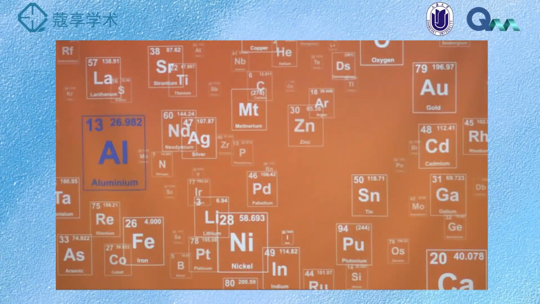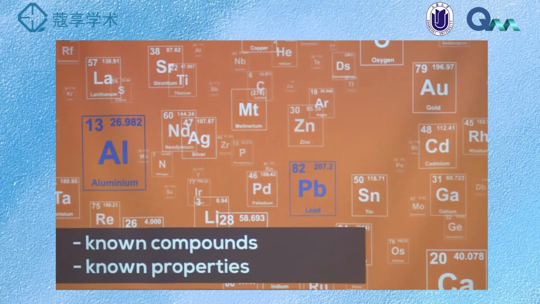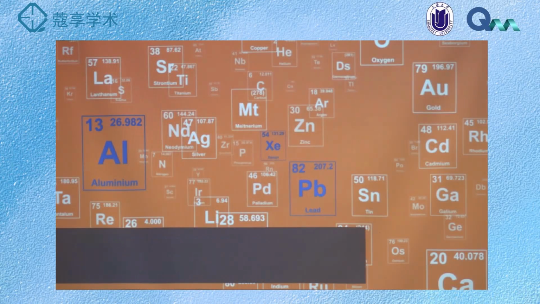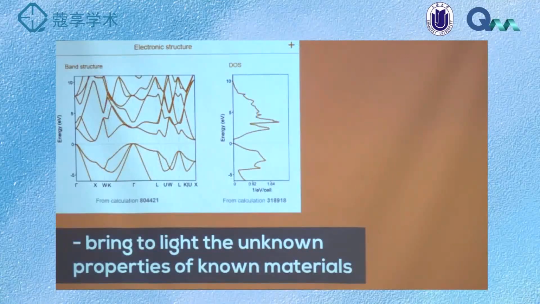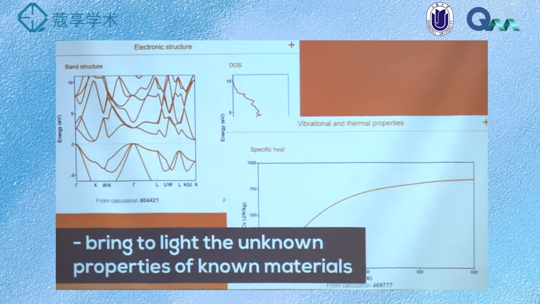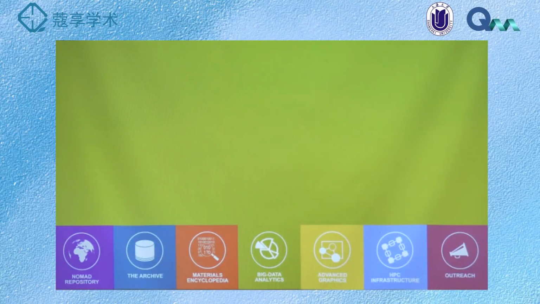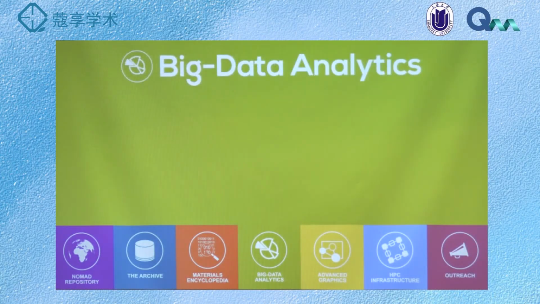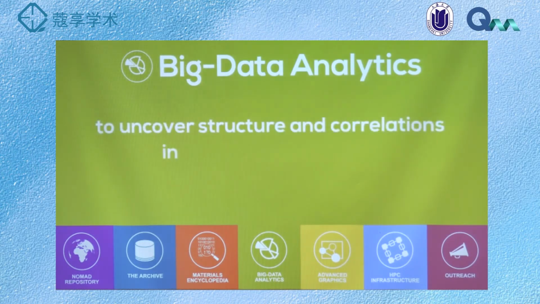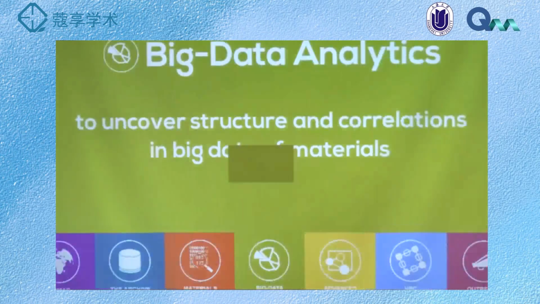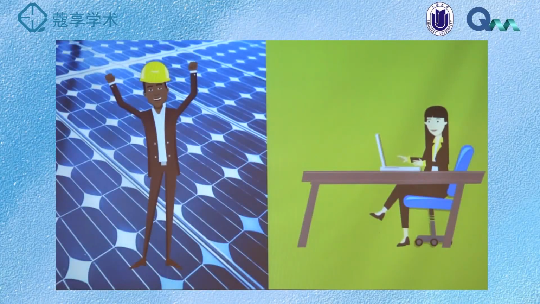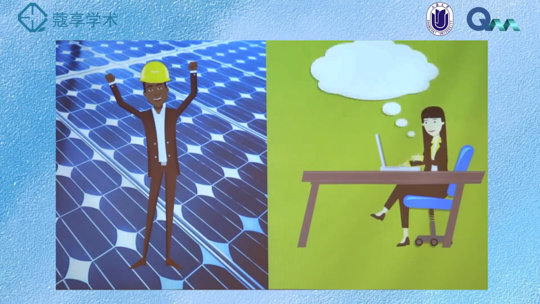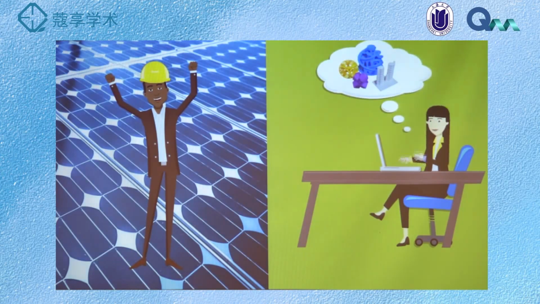Not only does the encyclopedia provide information about known compounds and their known properties, but it also makes it possible to propose a previously unknown material with the desired characteristics for a special application, or to bring to light the previously unknown properties of known materials. The NOMAD COE also provides a set of big data analytics tools that uncover structure and correlations in big data of materials. This enables scientists and engineers to decide which materials are useful for specific applications, or which new materials should be the focus of future studies.